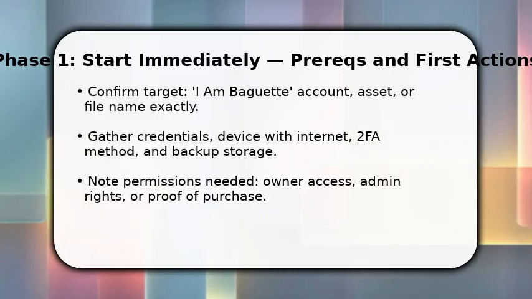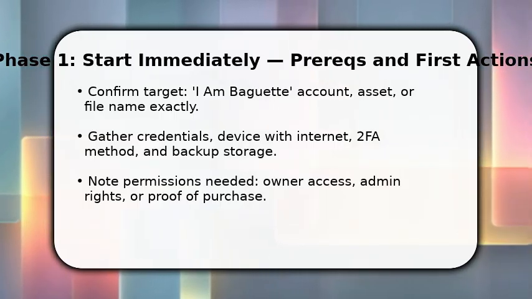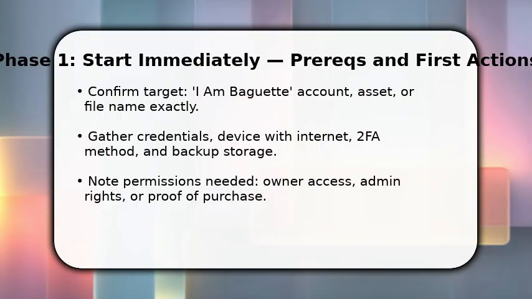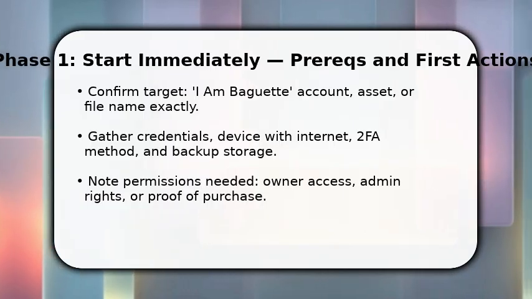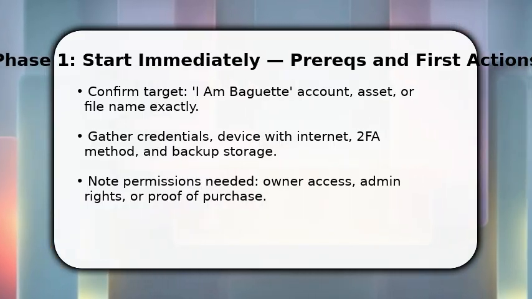Make a quick permission list so you know whether to request owner access or escalate. Don't waste time on generic setup. Collect the specific tokens, emails, receipts, or ID now, because missing one will halt the process later.